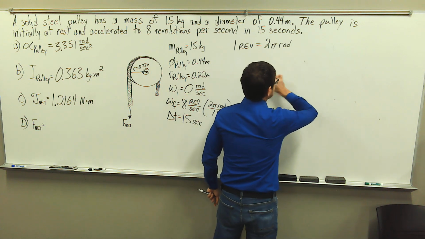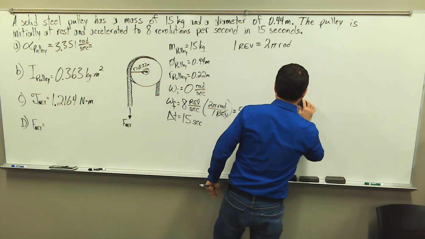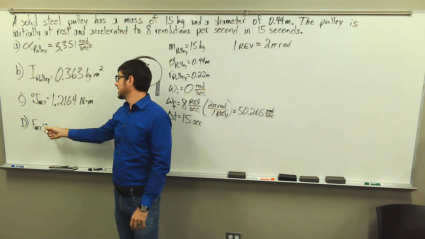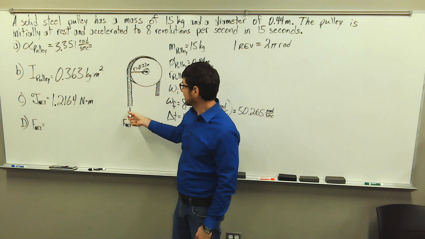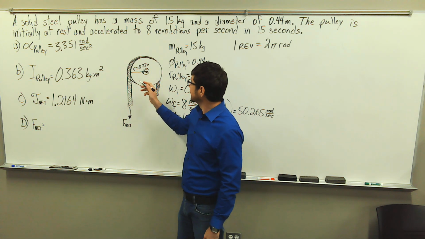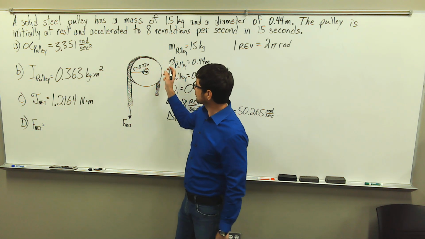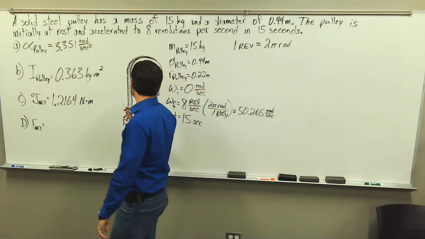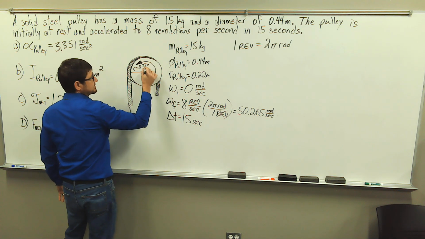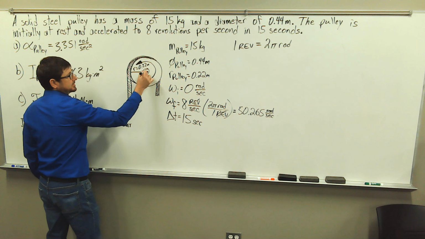Okay, moving on. Next, the problem wants us to calculate the net force applied to our belt. And when we apply a net force to this belt, it's going to cause the pulley to rotate about the axis of rotation. So here we've got something that looks like this. Here's our axis of rotation.